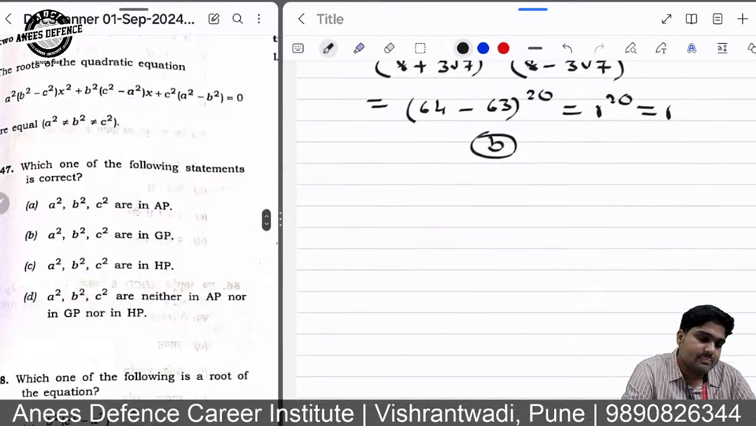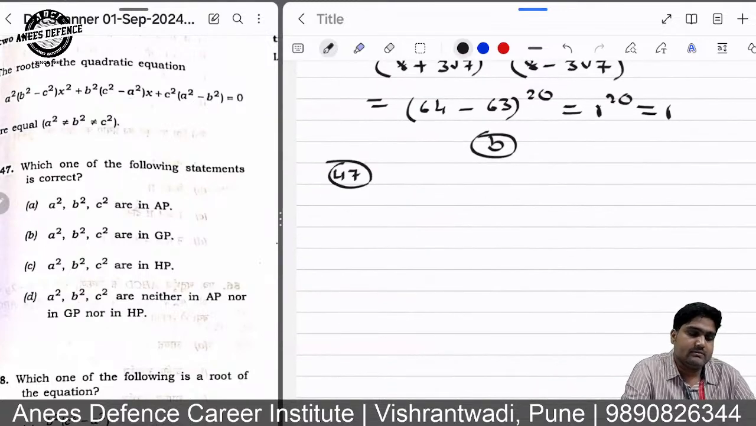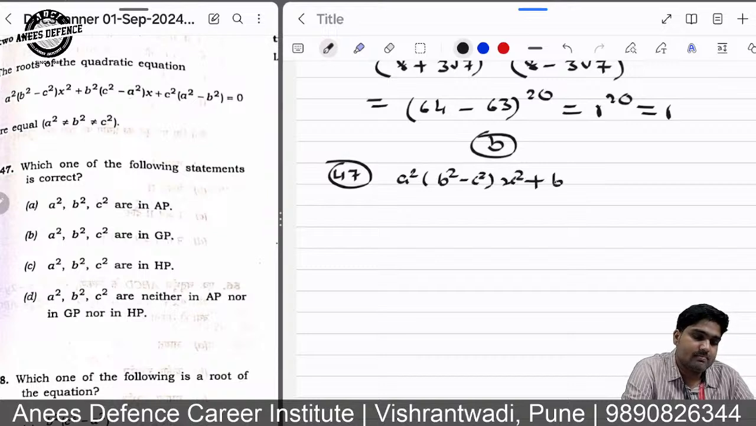Question number 47. Okay, when the sum of coefficients is 0, that means one of the roots of the quadratic equation is 1 and the other root is c by a. In this question, as we can see, the sum of coefficients of the quadratic equation is 0. So we can say that one of the roots of this equation is 1.